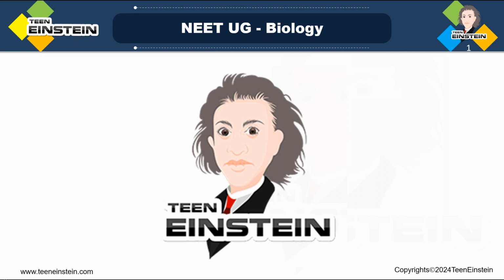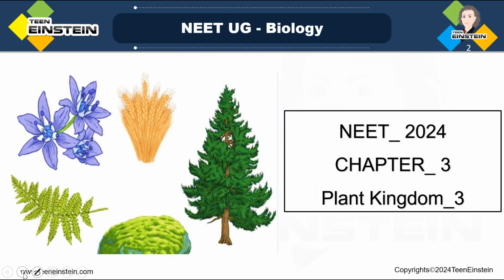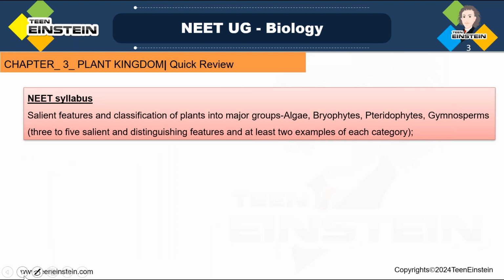Hello students, so we are going to attend NEET 2024 and now we are learning about plant kingdom, which is a main chapter of the biology syllabus of NEET. So here we are going to the third part of this, and in this chapter you are learning about the classification of plants into major groups like algae, bryophytes, pteridophytes, gymnosperms and angiosperms, and you have to learn about the characteristic features of each type of plant group and the main plants belonging to that with examples, right?